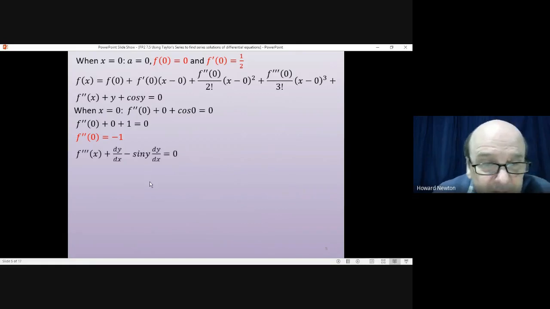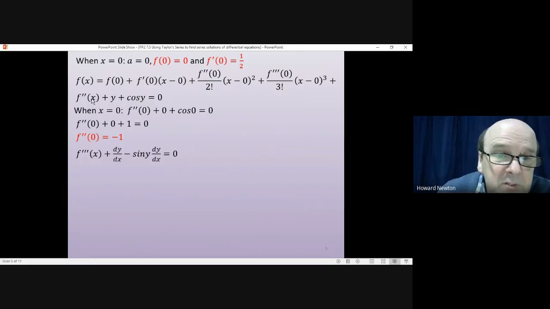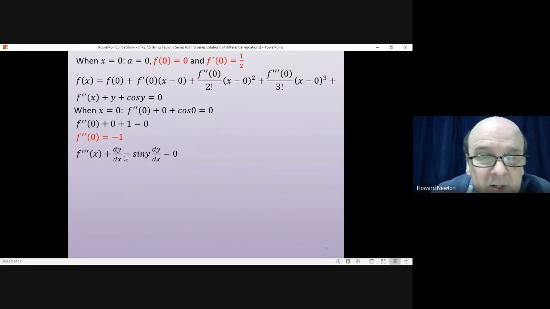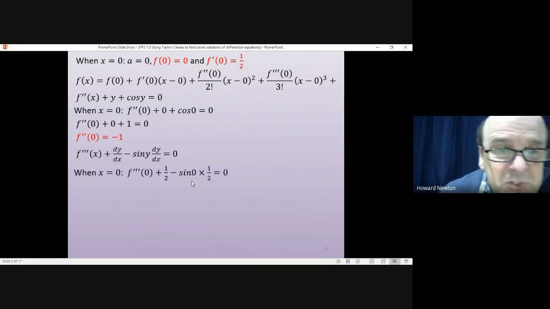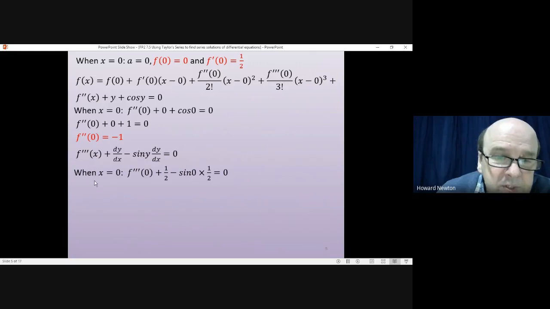Now, to find the third differential, we just differentiate this equation. So differentiating this equation gives us f triple dashed of x, differentiating y gives us dy by dx. And using the chain rule to differentiate cos y, we get minus sine y dy by dx is equal to 0. Again, substituting in the conditions at the point we're considering, which is when x equals 0.